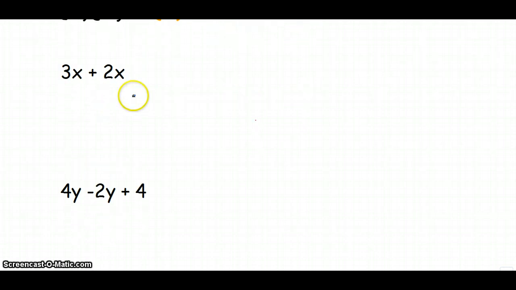Now when I have 3x plus 2x, I'm going to combine my like terms. Remember, whenever you combine like terms, you are only going to use the rules of addition and subtraction and combine the exponents. I have an x and an x. They're exactly the same. 3x plus 2x is going to give me 5x.